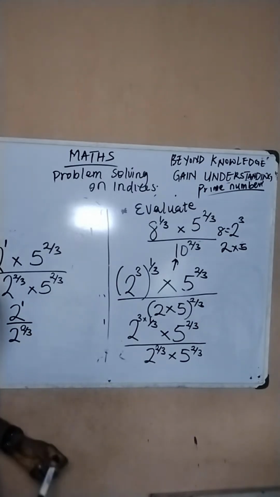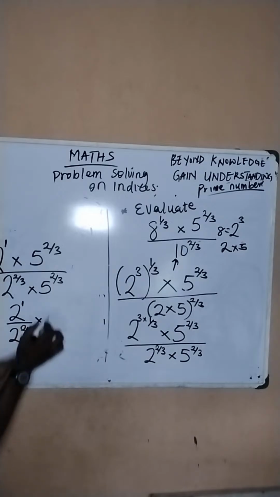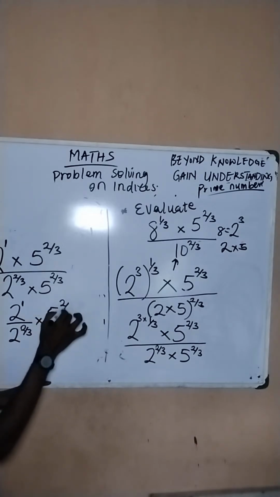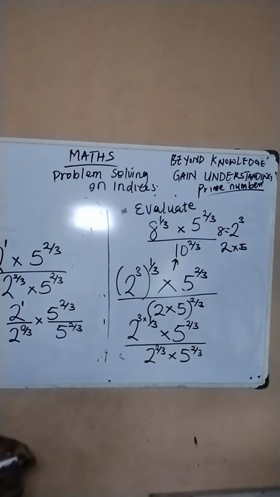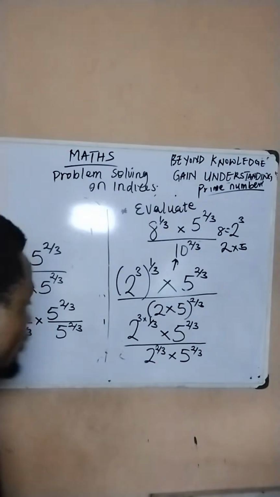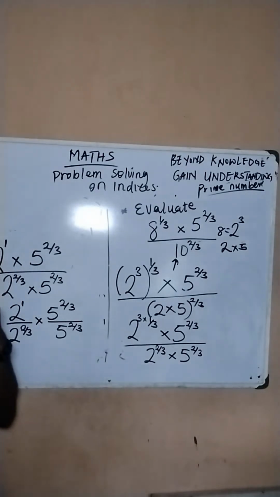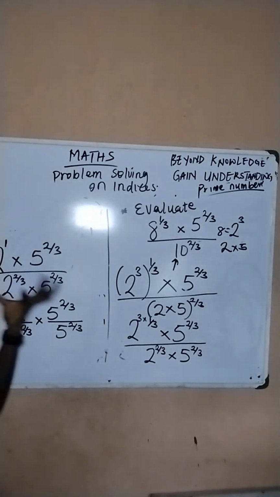And then multiply to 5 raised to the power of 2 over 3 divided by 5 raised to the power of 2 over 3. Yeah, that's what I'm basically going to do at this point. And why am I doing that? I'm doing that simply because I see a pattern here.